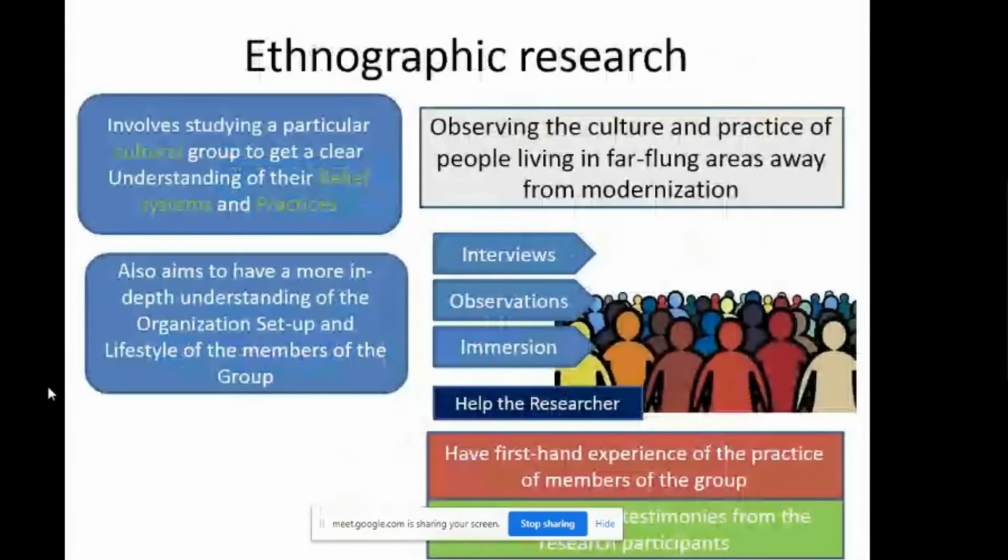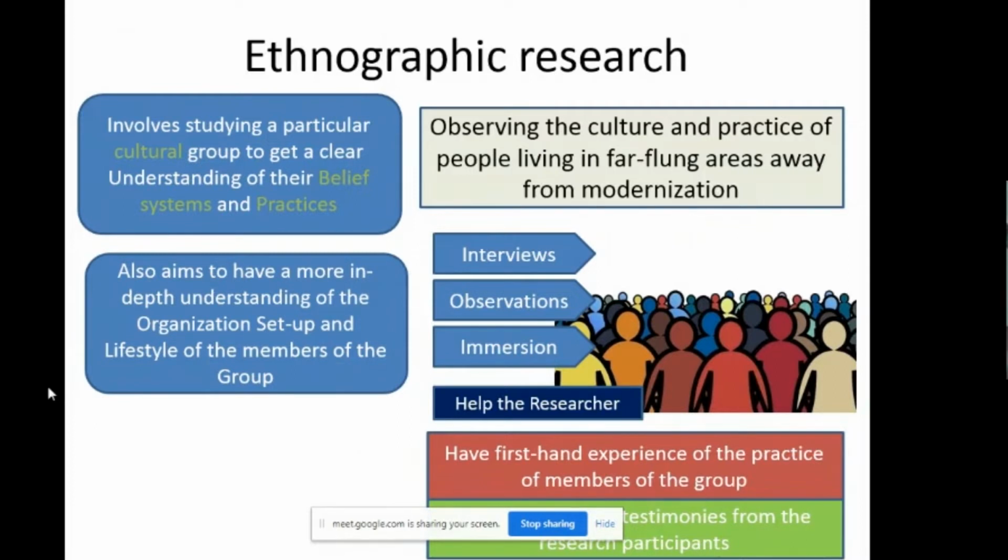First, we are going to discuss ethnographic research. Ethnographic research involves studying a particular cultural group to get a clear understanding of its belief system and practices. When we want to understand the culture of some group, or their lifestyle, or the behavior of customers, we can go for ethnographic research.